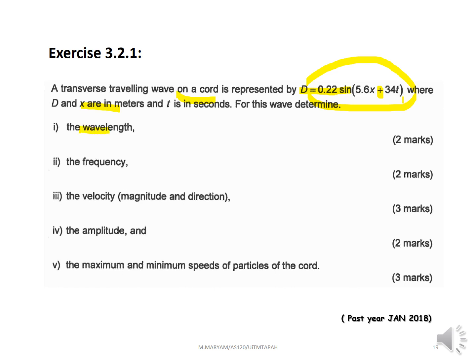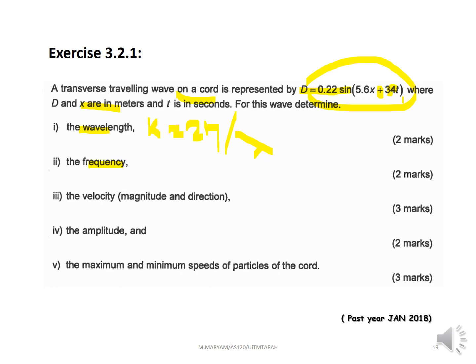So how to find the wavelength? You can use the equation k equal to 2 pi divided by lambda. k is already given in the information up there, 5.6 here. So just substitute all the information. 2 pi is a constant, so you can find lambda. For frequency, from the information here, 34 is omega.